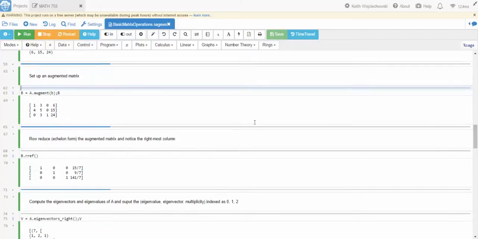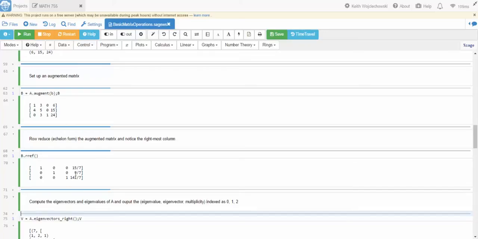you can also solve it by setting up an augmented matrix. And so remember that A is a method, so it's going to be A dot augment B, and we're going to define that as a new matrix B, and if I hit Shift Enter, I get this augmented matrix. And then of course if you do row reduced echelon form, that's RREF of this matrix, you'll get the identity matrix and you get the right hand side, which is the solution.